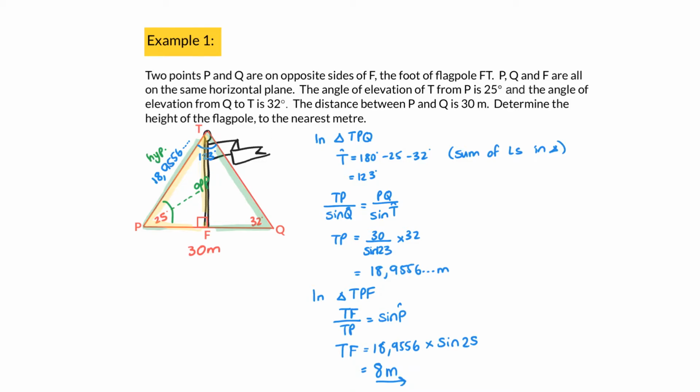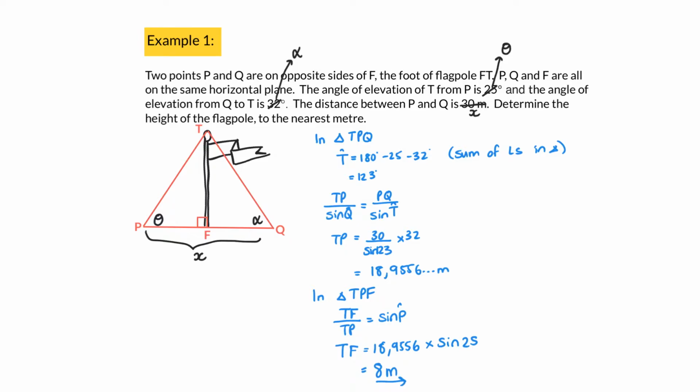Now I'm going to change the question. So let's start by erasing everything on the sketch. The reason I'm erasing everything on the sketch is because I'm going to change the angles. I'm going to change the angle of elevation from T to P to be theta. And I'm going to change the angle of elevation from Q to T to be another variable, which I'm going to make alpha. And the distance between P and Q, instead of 30 meters, I'm going to make x meters.